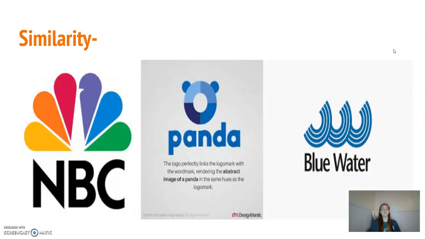These three logos show similarity. Basically, they're repeating shapes, if that makes sense. In the NBC logo, you see these almost upside-down teardrops, and they create a fan, or in some cases, it could look like a peacock. So that can be perceived as similarity. The panda and the blue water both use the same shapes to create another image based off of what they're representing.